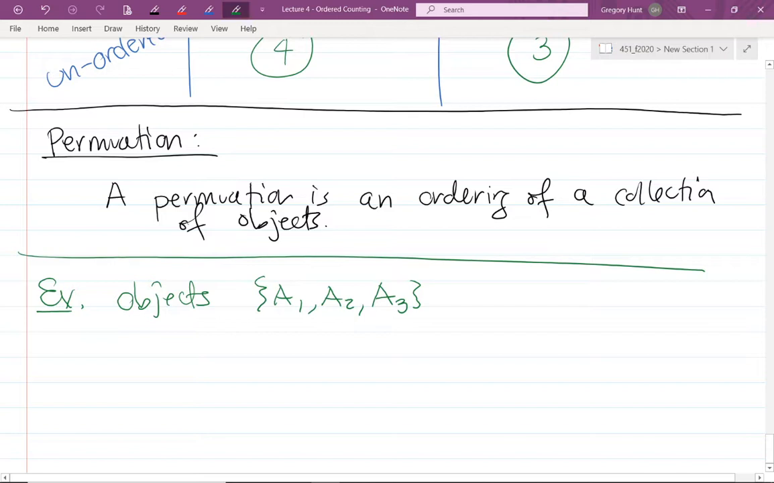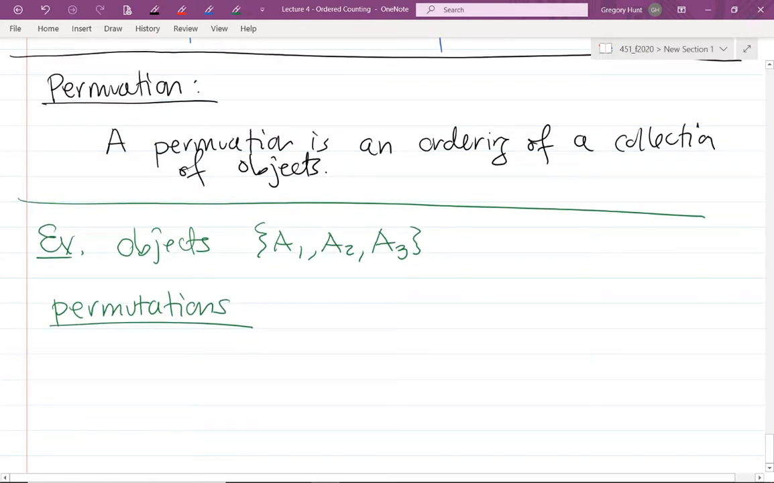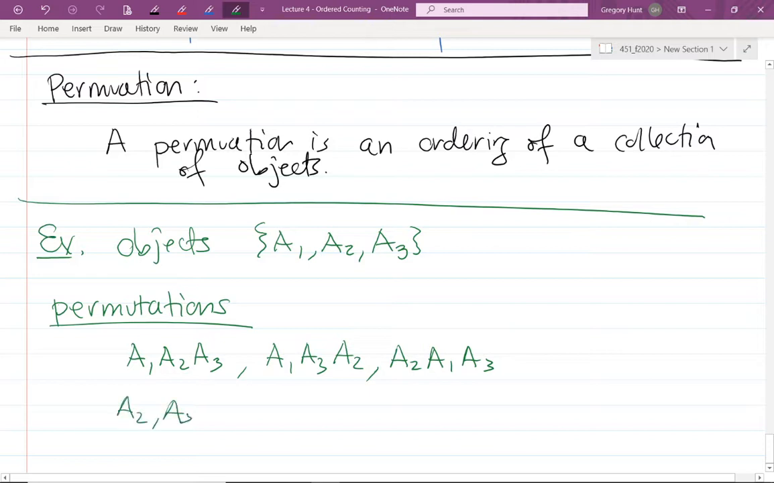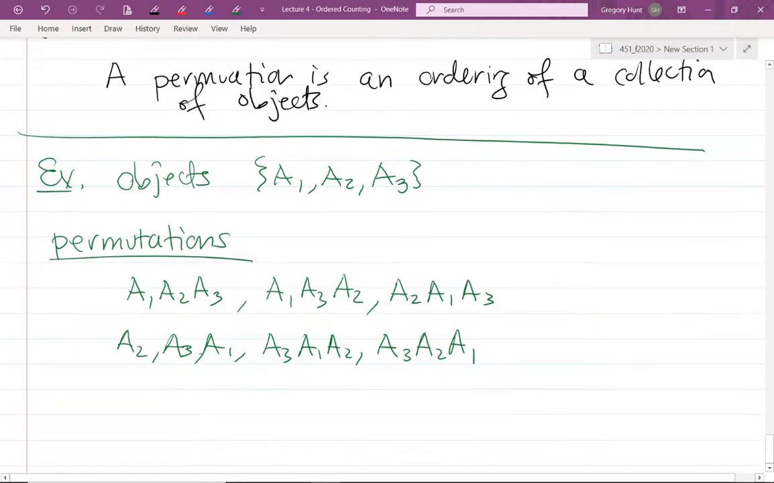And I can permute these, is the verb. I have possible permutations of the objects if I put them in a particular order. So one particular order is A1, A2, A3. But that's not the only order, right? I could put them A1, A3, A2. Or I could do A2, A1, A3. Let's think, what are the other ones? I could say A2, A3, A1. And, of course, I could say A3, A1, A2. Or A3, A2, A1. And I'm going to claim that these are all the possible permutations of these three items, A1, A2, and A3. So there are six possible permutations.